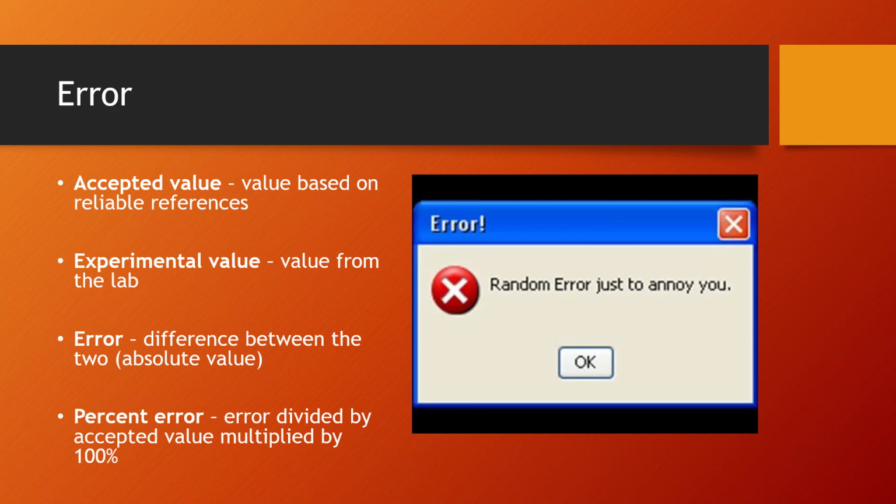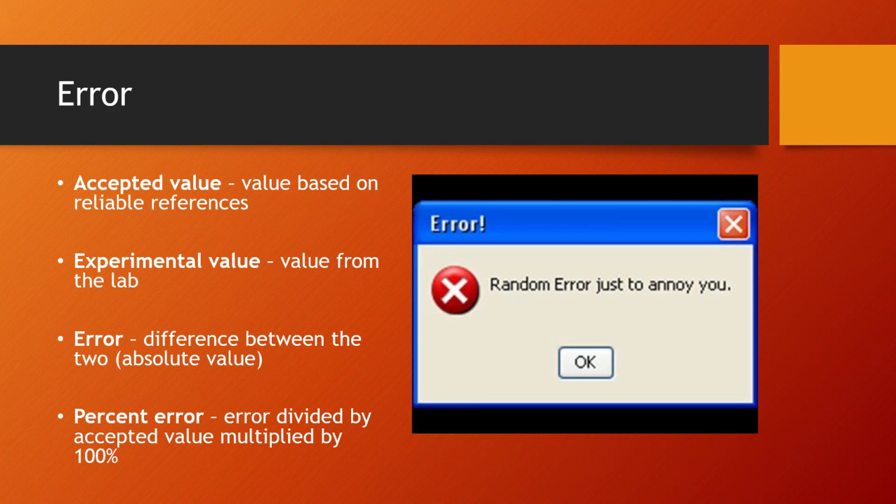And the error is going to be the difference between the two. In this case, the error is going to be 10 grams. You had a 200 gram weight that you weighed in at 210 grams. That's going to be an error of 10 grams. And if it was 190 grams that you weighed, that would also be an error of 10 grams because an error is an absolute value. So there's no negative error.